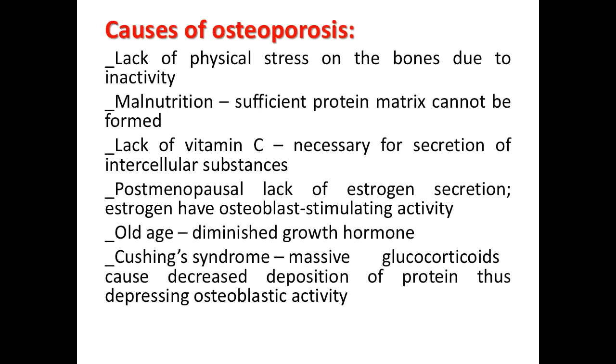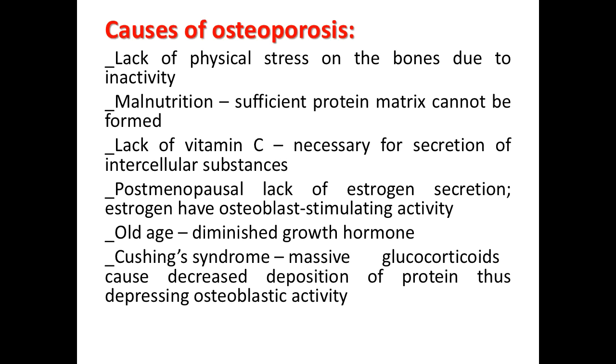What are the causes of osteoporosis? One of the important causes is lack of physical activity, lack of physical stress on the bones due to inactivity, especially in old age. Another cause is malnutrition. Why? Sufficient protein matrix cannot be formed because the bone matrix is formed from proteins. Malnutrition will cause osteoporosis because there is a decrease in protein matrix in these patients. Lack of vitamin C is also a cause, which is necessary for the secretion of intracellular substances.